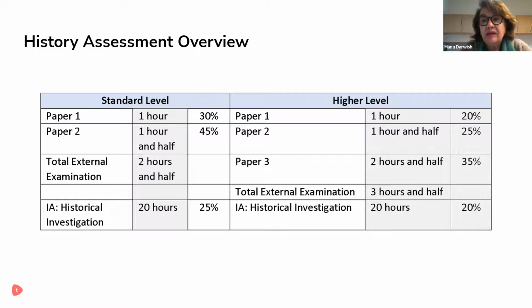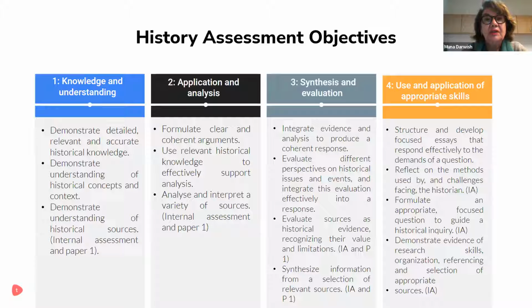The IA historical investigation is also allocated 20 hours, and the percentages are 20, 25, 35, and 20% respectively for the 3 papers and the historical investigation.